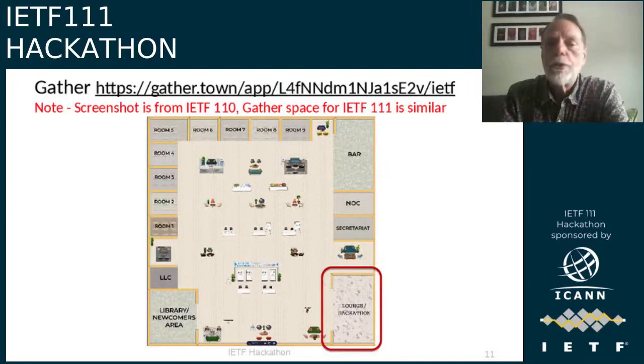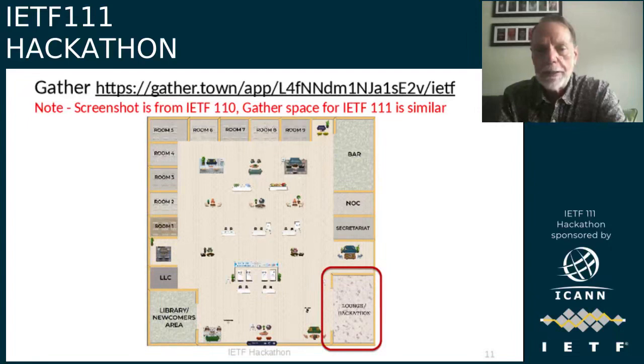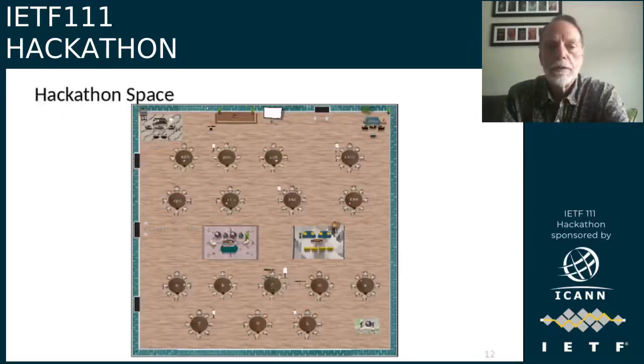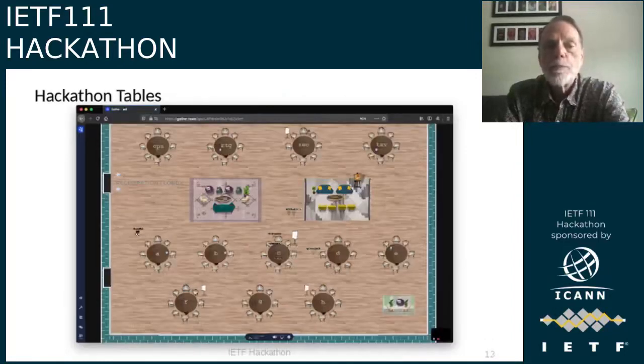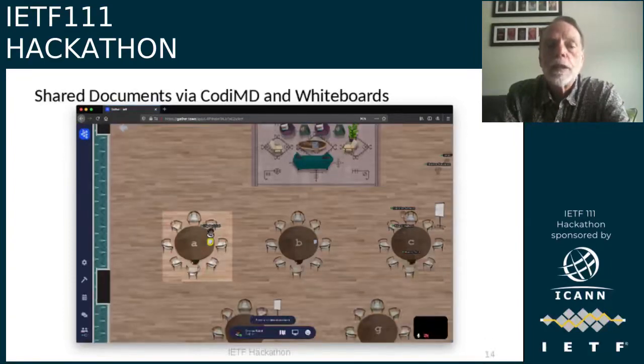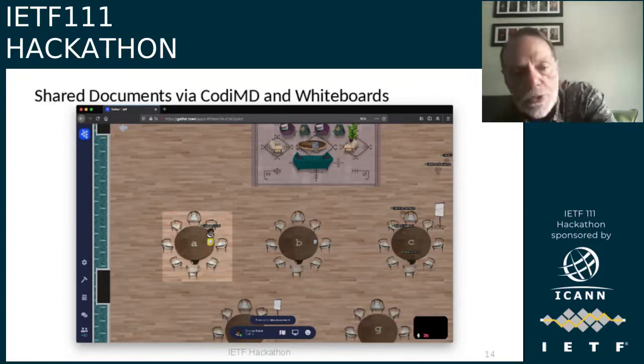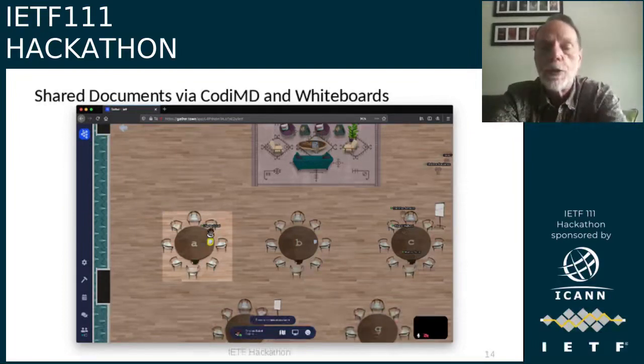So there's the GatherTown URL. The screenshot is from IETF 110, so while we're expecting the 111 gather space to look similar, it might not look exactly like that, but it behaves the same, and it should be familiar to anyone who participated a few months ago. So there's the hackathon space. Each of the tables will be a different project. Each table comes with CodiMD and whiteboards for sharing documents and sharing scratchings and communicating among the team.